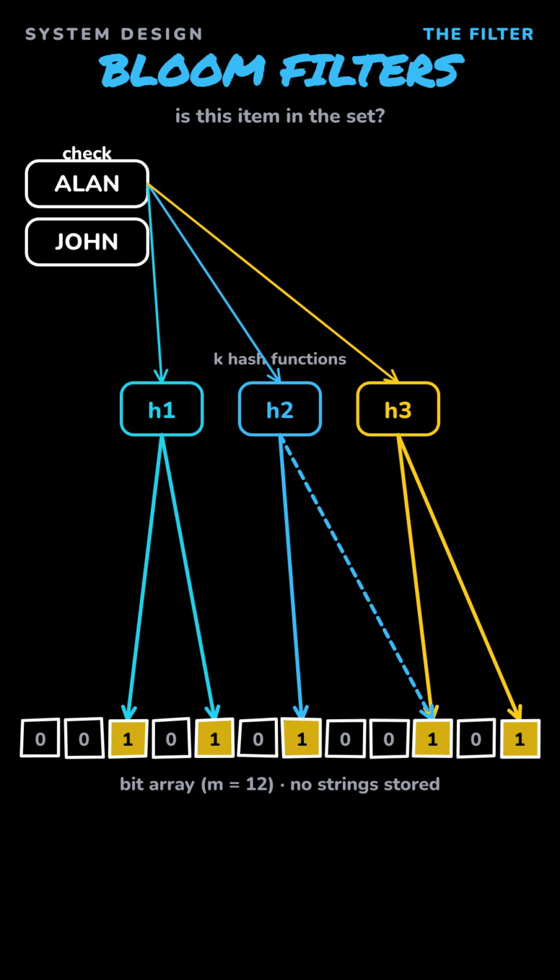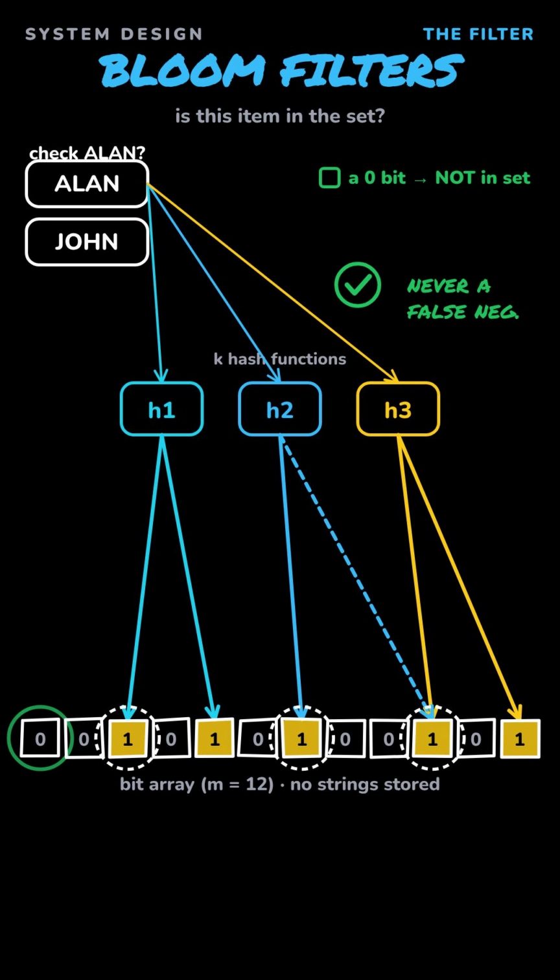Now the membership check. Someone asks, is the username Alan already in our set? We hash Alan the exact same way and read the bits at those same positions. If even one of those bits is still 0, then Alan was definitely never added, because adding him would have set it. This is the key guarantee. A Bloom filter never produces a false negative. But if all the bits we check are 1, we say, probably yes, Alan is in the set. And in practice, most of the time we are right.